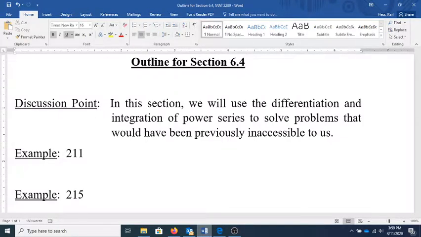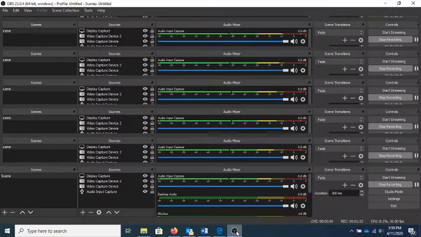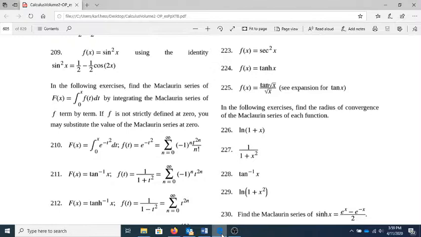So let's go ahead and have a look at 211 here. This is the homework set for section 6.4. So in 211, we're given this function big F of x equals tan inverse of x. Our goal is to construct a power series for it by using the fact that it's fairly easy to build a power series for its derivative.